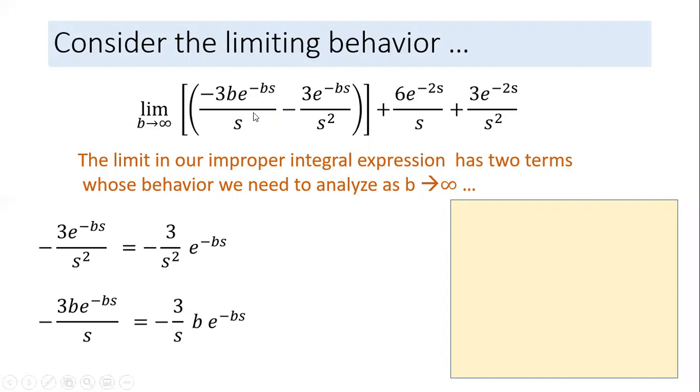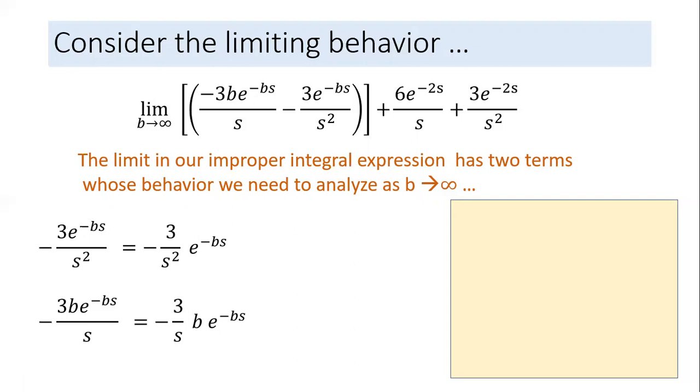There are two terms there whose behavior we need to analyze as b is going to positive infinity. One of those terms, the second of the two terms, is really minus 3 e to the minus bs over s squared, which we could write as minus 3 over s squared times e to the minus bs. Now, if we think about what's happening to this as b is changing, remember s is not, s is fixed. The only thing that's changing here is b, and b is increasing without bound.